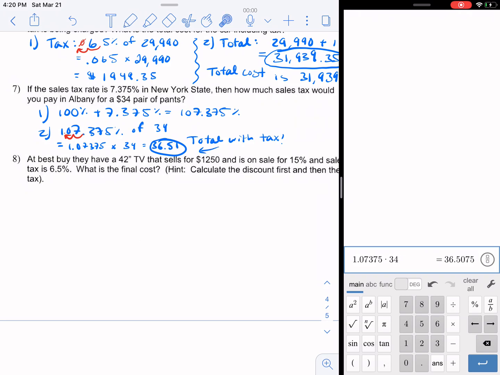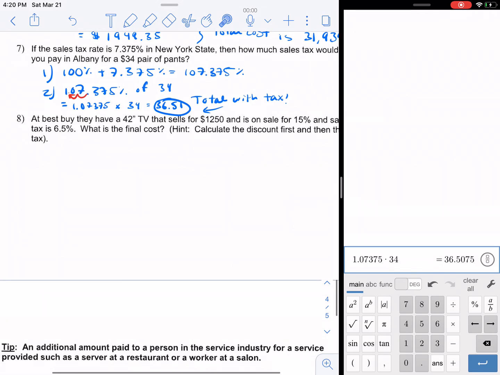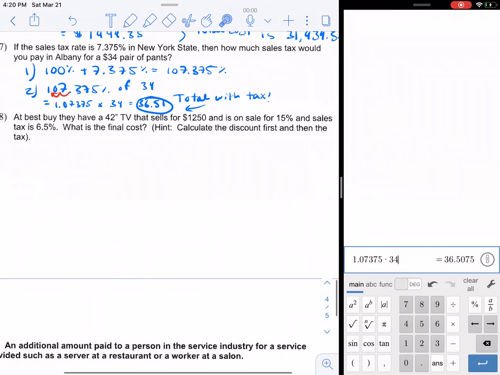All right, last one for this set. It says number 8. At Best Buy, they have a 42-inch TV that sells for $1,250, and it's on sale for 15%, and the sales tax is 6.5%. What is the final cost? Okay, so we have two things to do. First, it looks like we're going to have to decrease the price because it's 15% off. And then we're going to have to find the tax on that decreased price.